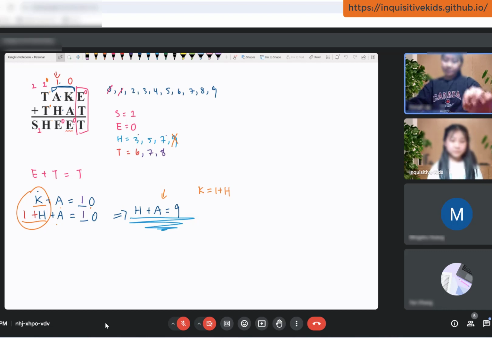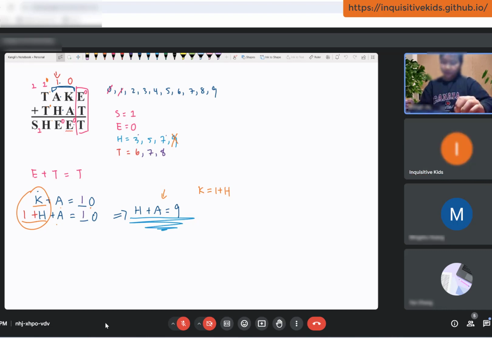So we know that a plus h must equal 9. And then a plus k must equal 10. So that's why k must equal 1 more than h.